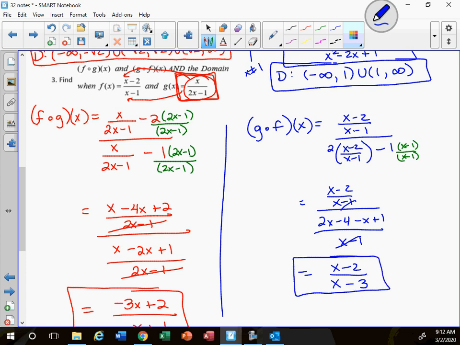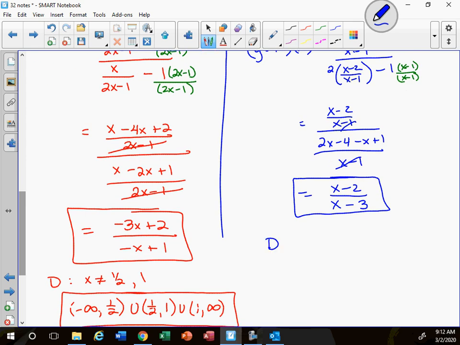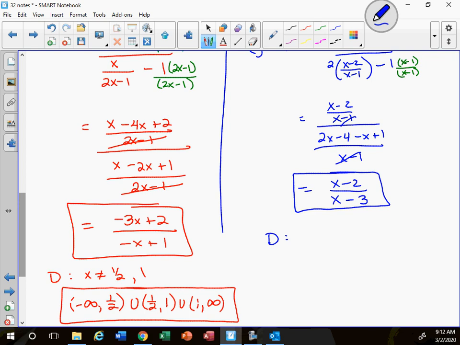Did you get to x minus 2 over x minus 3? Okay, good. What'd you guys tell me for domain? There's two things x cannot equal, right? What are those two things? 1 and 3. So domain should be negative infinity to 1, 1 to 3, 3 to infinity.